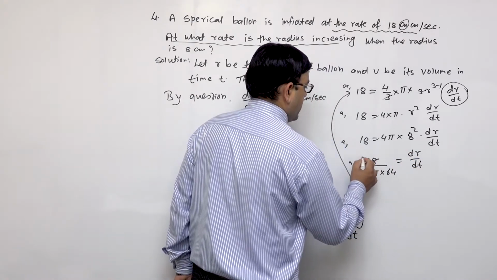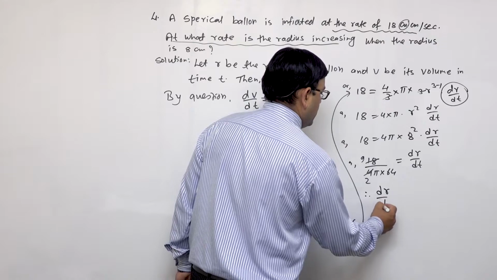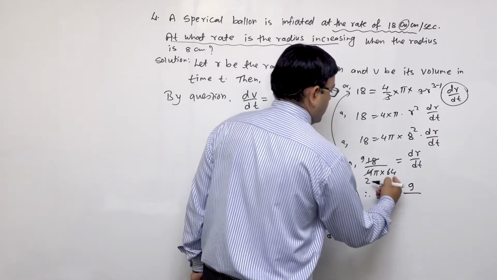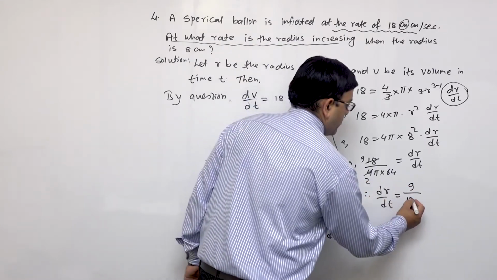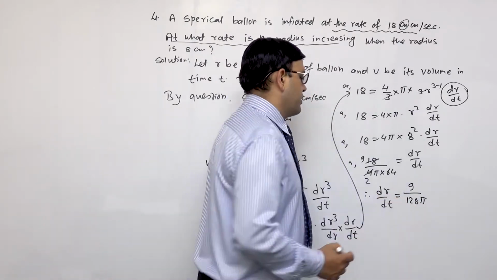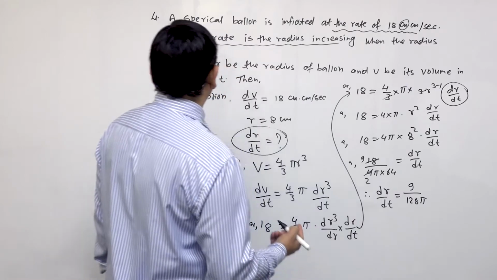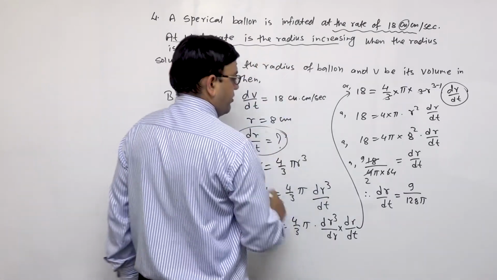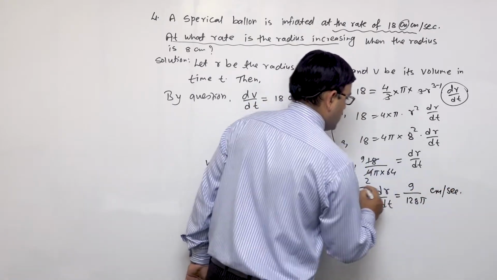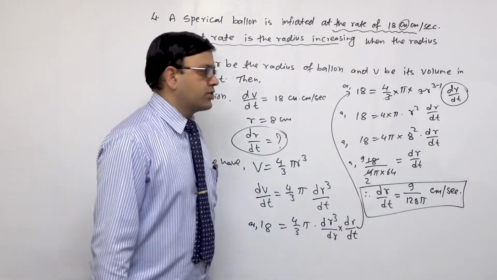So we can cut by 2 and then 9. Therefore dr by dt is equal to 9 by 64 times 2 is 128, so 9 by 128 pi. And in our question, at what rate is the radius increasing? This radius is in centimeter and the rate is per second. So this is the required answer of this question. I think you have no question to ask here.